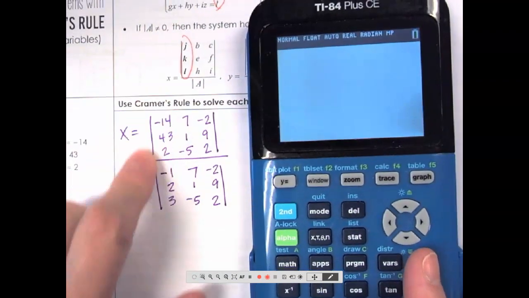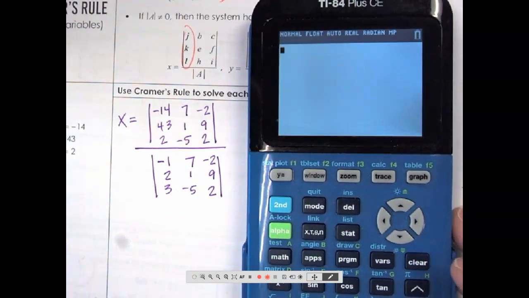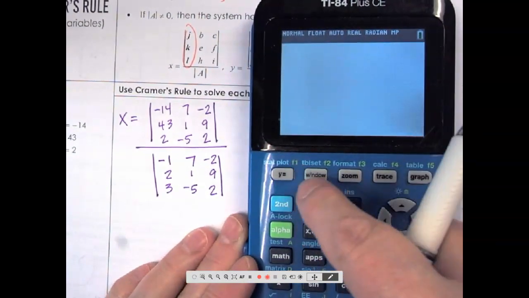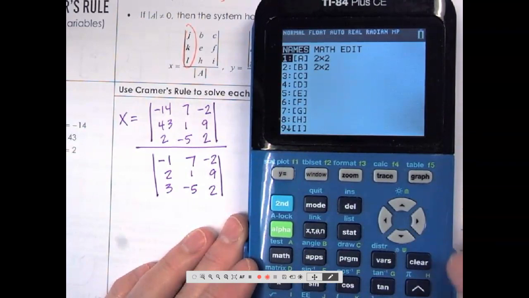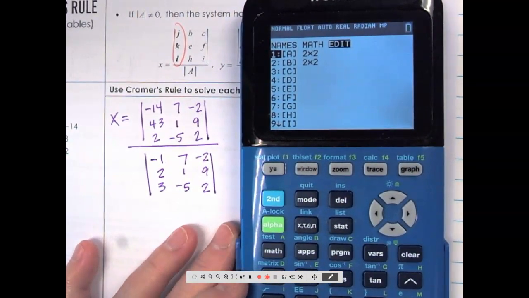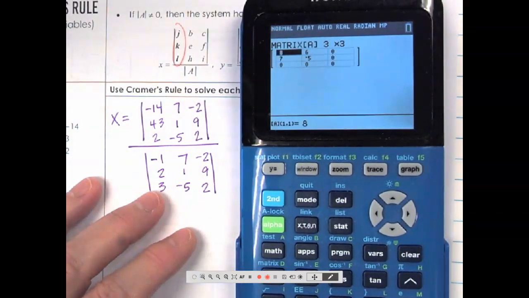Think of your first column as the x's, your second column as the y's, and your third column as the z's, and you have to stick to that pattern. Okay? All right, so find your matrix. Remember how to do it. I'm going to go to Edit. I'm calling mine A. Enter the dimensions of it.